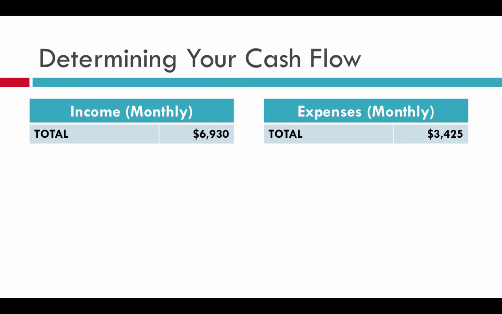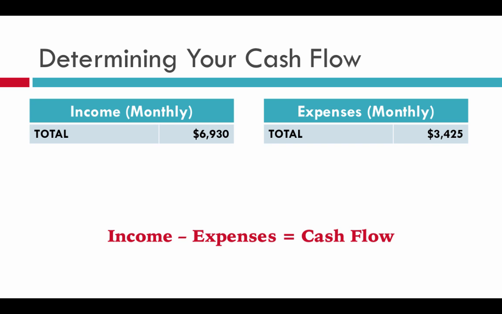In this month, this person took in a total of $6,930 and they spent $3,425. With these two numbers, the total income and the total expenses, you can calculate your cash flow. All you have to do is to subtract the total expenses from the total income.